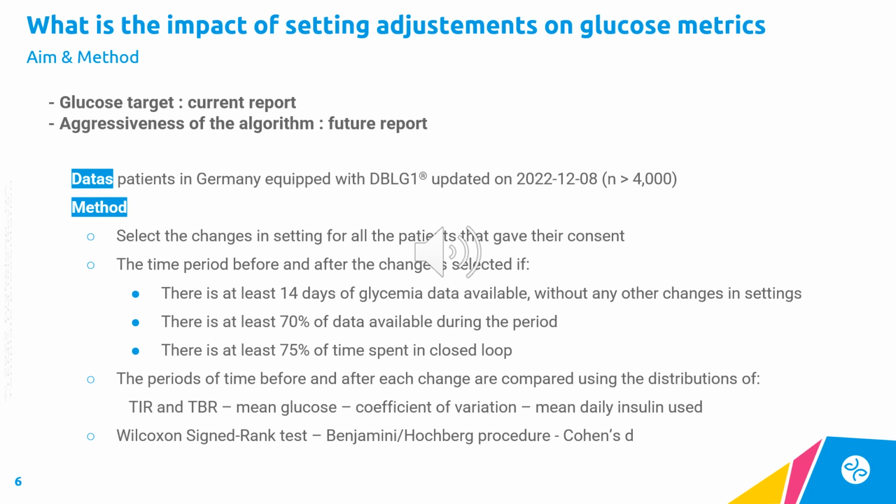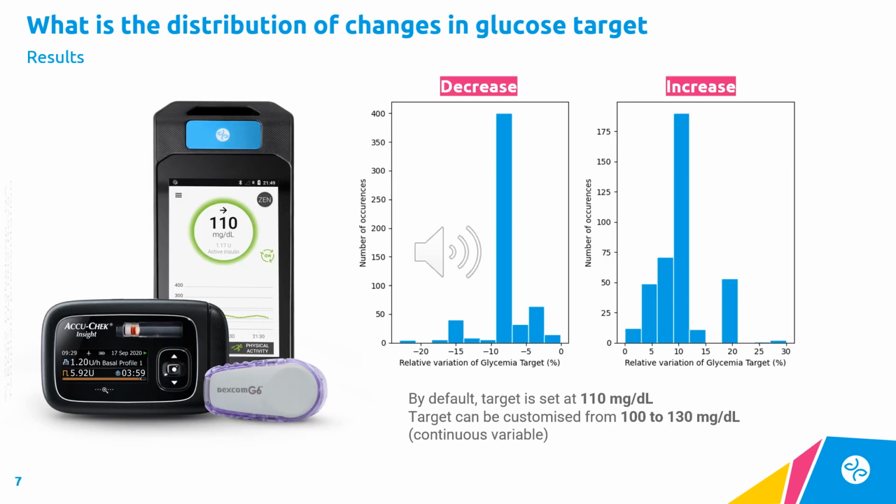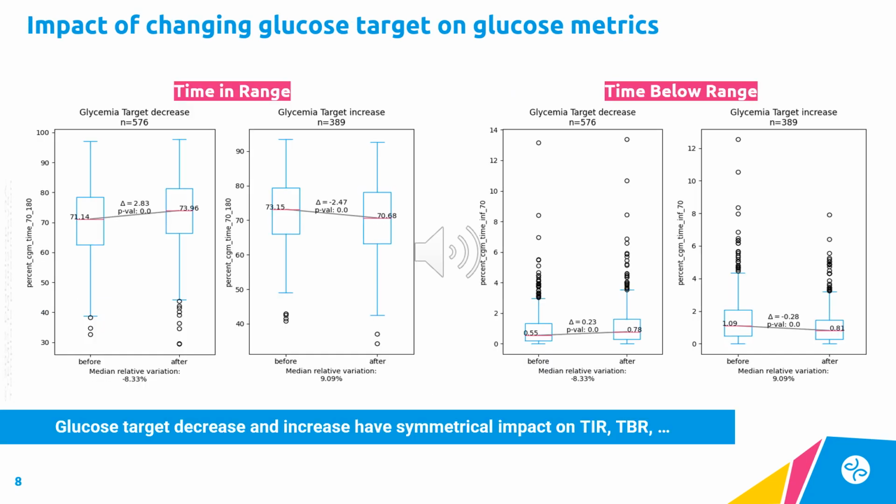Here are the methods used in this report, which required at least 14 days of data before and after a change in the settings of the glucose target. By default, the glucose target is set at 110 mg per deciliter and can be customized from 100 to 130 mg per deciliter. Here is the distribution of changes in glucose target in our study.